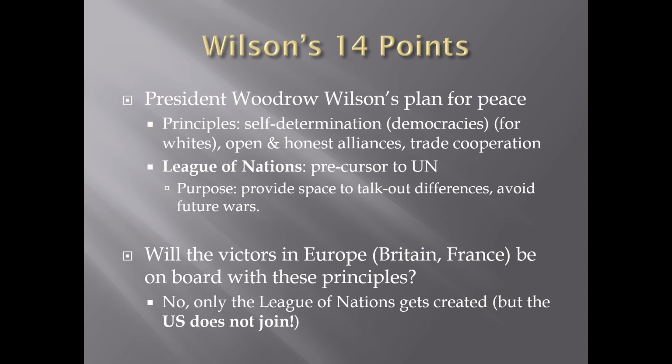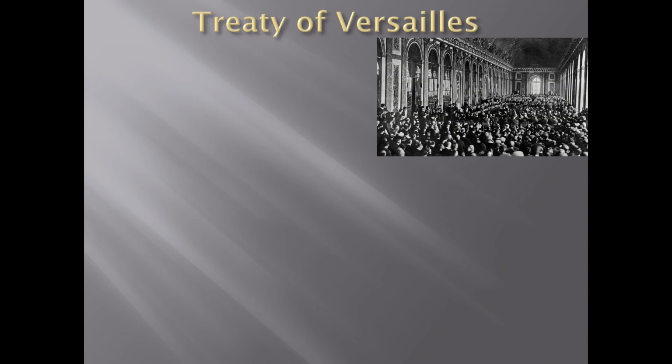So what does the treaty actually look like? That's the Treaty of Versailles. You'll recall Versailles was the king's palace in France. This is where the March on Versailles took place with the women and their pitchforks. It's called the Treaty of Versailles because it's signed in this palace. This is where it's created.